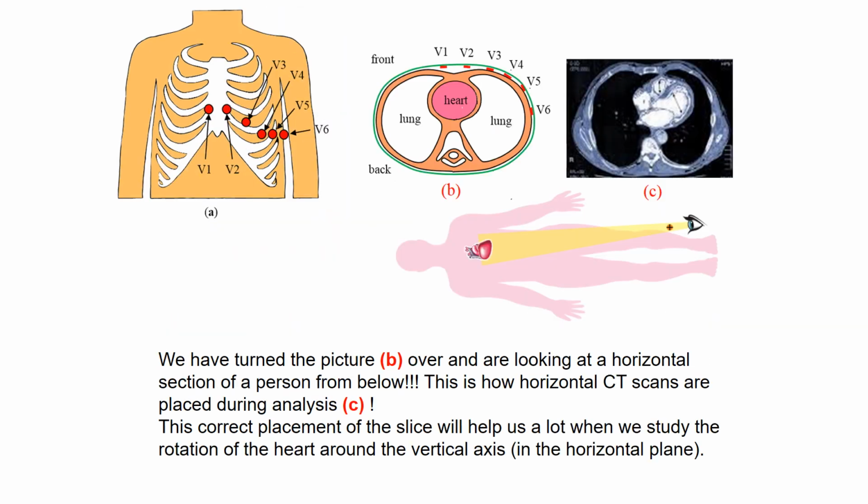We have turned picture B over and are looking at a horizontal section of a person from below. This is how horizontal CT scans are placed during analysis, C. This correct placement of the slice will help us a lot when we study the rotation of the heart around the vertical axis, in the horizontal plane.